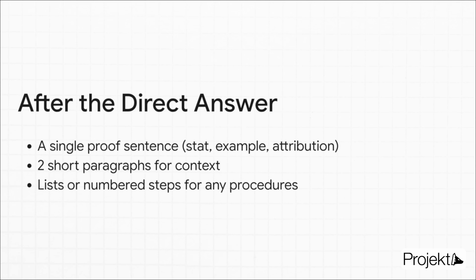Okay, after that direct answer, you build out the rest of the block. You add one single sentence of proof, maybe a statistic or a really good example, then maybe one or two short paragraphs for more context, and if it's a process, use a nice clean list or some numbered steps. This structure makes sure every little piece of information is distinct and super easy for a machine to pull out.